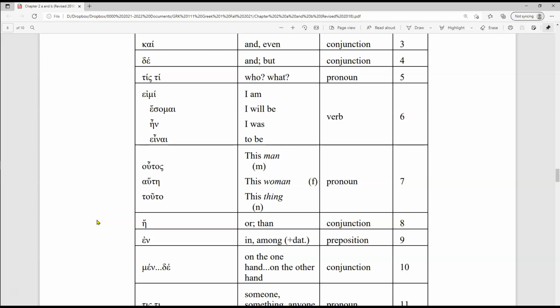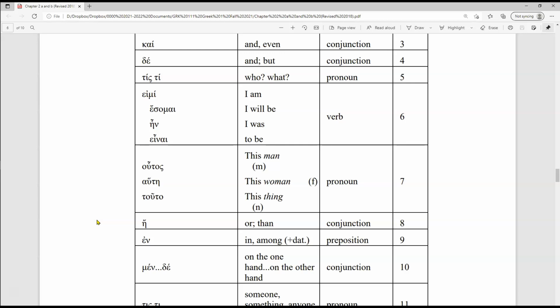All right, this is a demonstrative pronoun, houtos, hautē, touto. This is how you say this man, this woman, this thing. You're not writing man because the man is implied by it being masculine. You're not writing woman because the woman is implied. And you're not writing thing because the thing is implied by the neuter. But houtos, hautē, touto is just the word this. You with me?